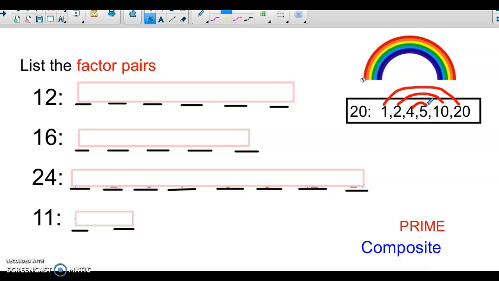That's a factor rainbow. So I'm going to have you write the factor pairs for these numbers. Start with 1 and 12, and then say, does 2 go into 12? Yeah, 2 and 6, and go from there. So again, pause the video, and when you're ready, start it again, and I'll show you the answers.